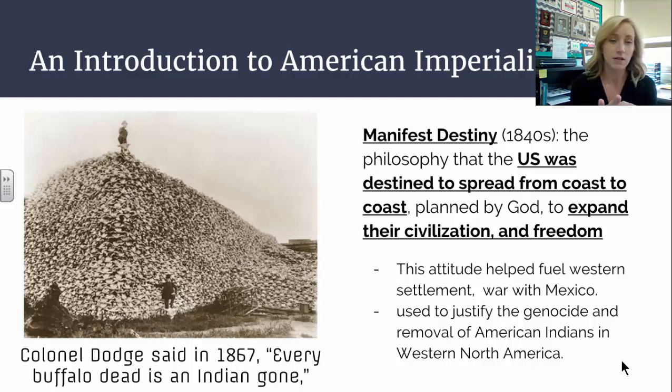And this image here shows buffalo skulls, and the hundreds of thousands of buffalo that were slaughtered, because every buffalo dead is an Indian gone. It was a terrorist act against Native American Indians to deplete their livelihood. So manifest destiny was used to justify the genocide and removal of American Indians in Western North America.